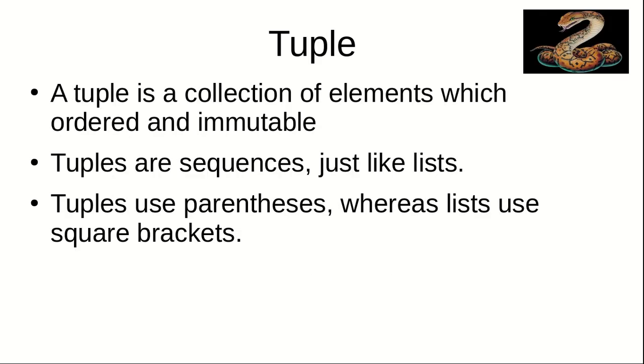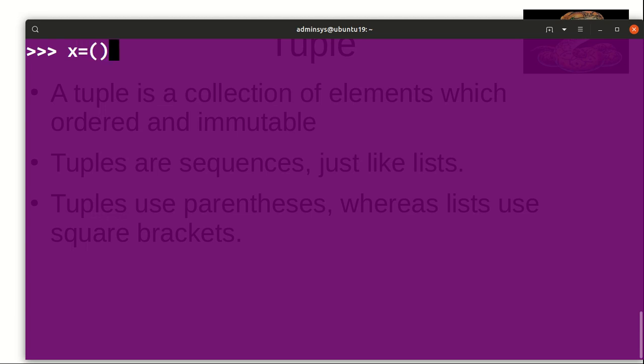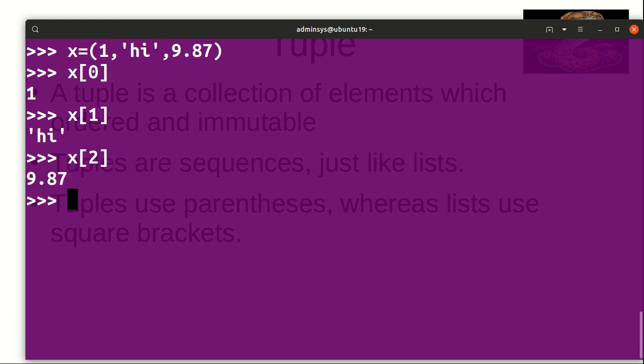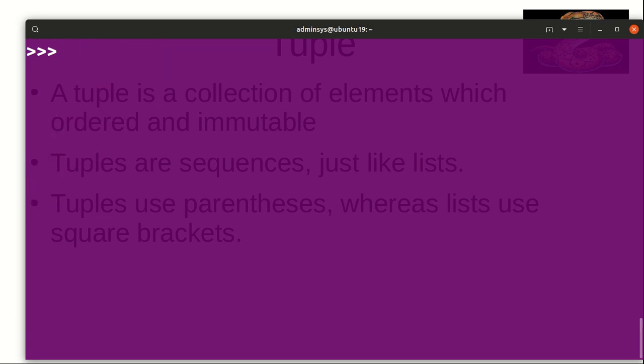As I said, we can create tuples with elements of different data types. Let's say x equal to 1, 'hi', 9.87. Here we have an integer, a string and a floating point, and I can access these through indexes also. At index 0 I have 1, at index 1 I have 'hi', at index 2 I have 9.87. This is how you can create a tuple and access its values through indexes.